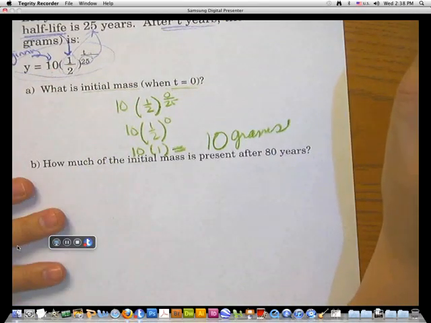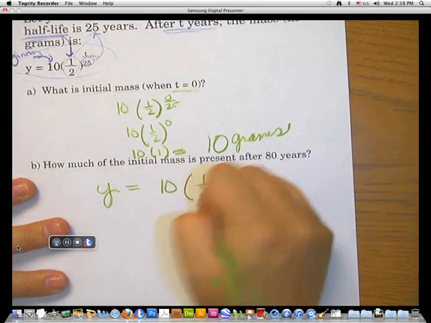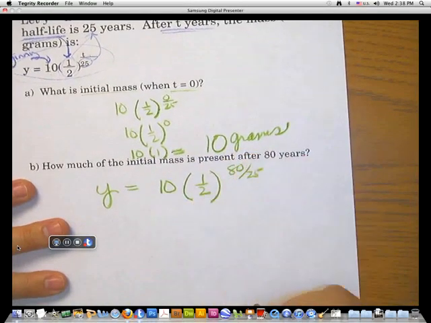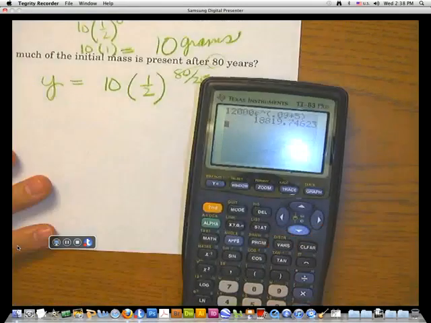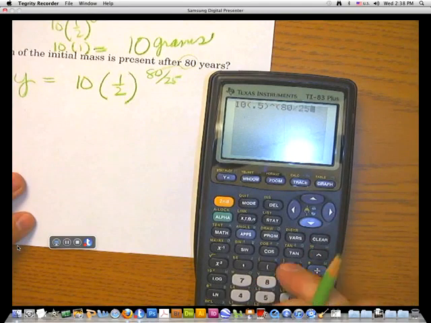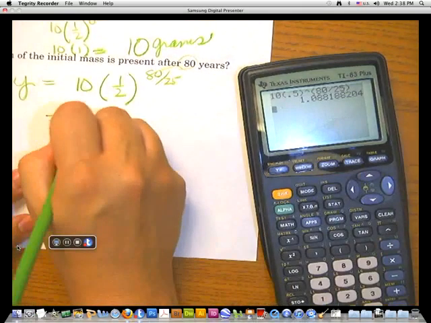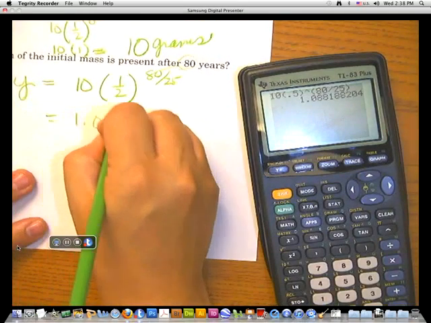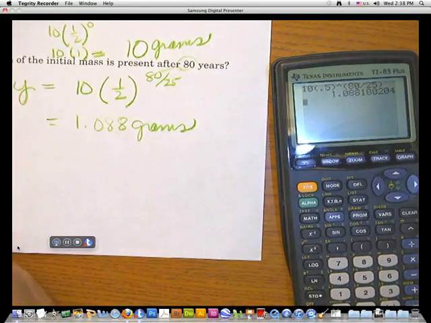So how much initial mass is present after 80 years? So how much is left of the 10 if the half-life is 80 years over 25. So all we did was change out the T for 80 over 25. That's a straight calculator problem. 10, 1/2 to the, use parentheses appropriately please, 80 divided by 25. We get, of the 10 grams, 1.088 grams. And again, 3 decimal places is fine, just round appropriately.